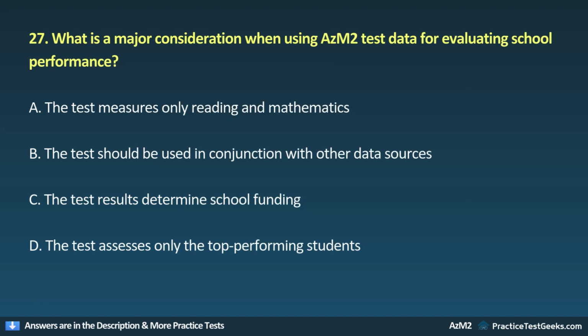27. What is a major consideration when using AzM2 test data for evaluating school performance? A. The test measures only reading and mathematics. B. The test should be used in conjunction with other data sources. C. The test results determine school funding. D. The test assesses only the top-performing students.